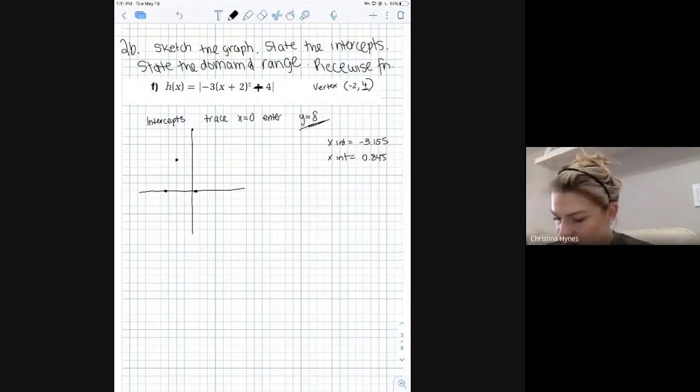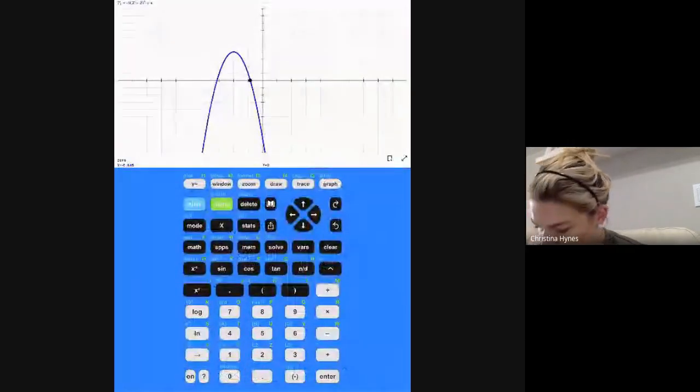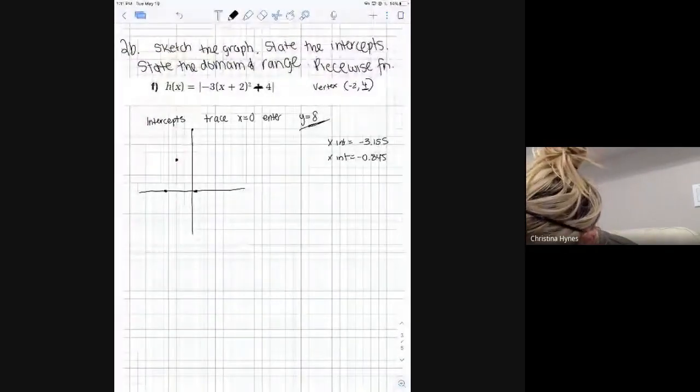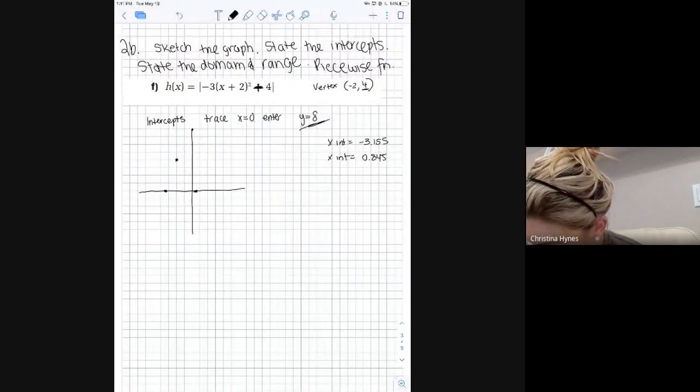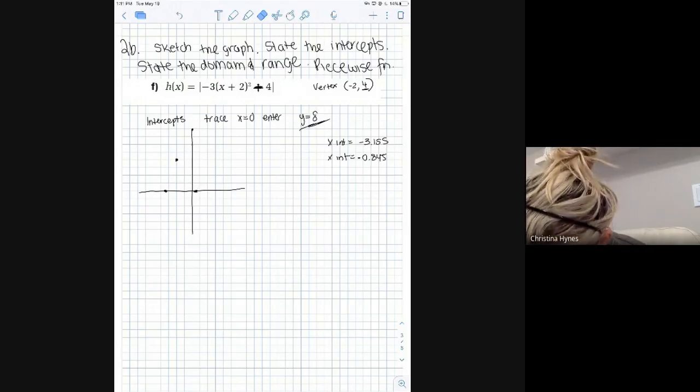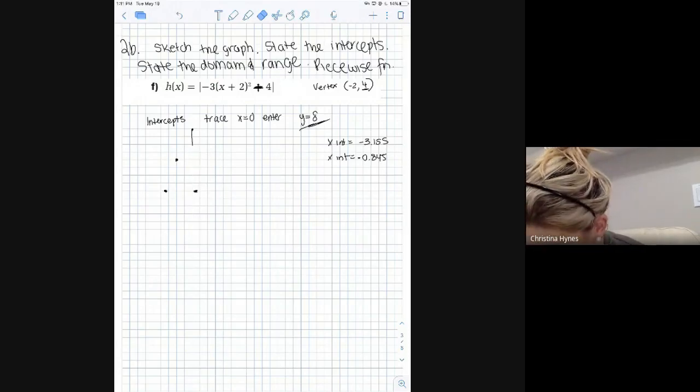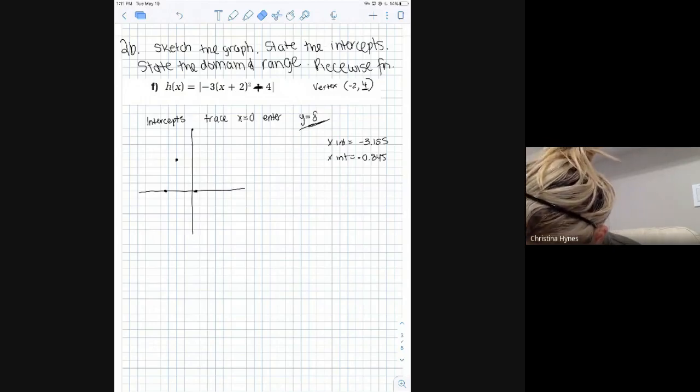Okay, so why do I have that? It should be negative, I believe, right? Yeah, negative. That makes more sense. So that should be a negative 0.845. So when I sketch that, it should be about here. Go back.